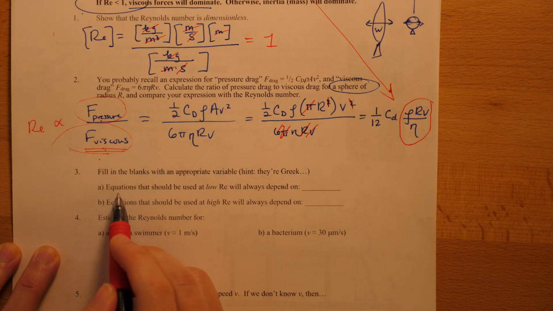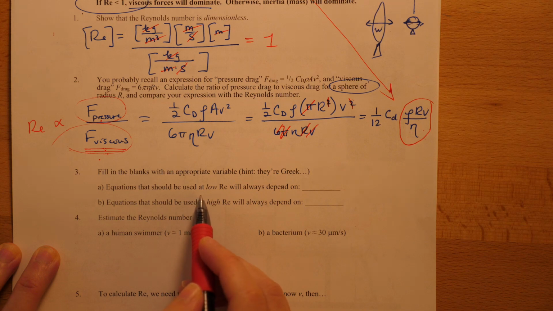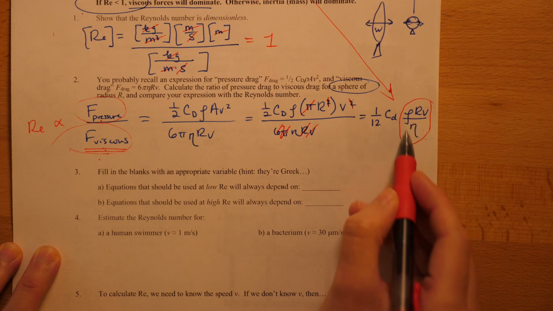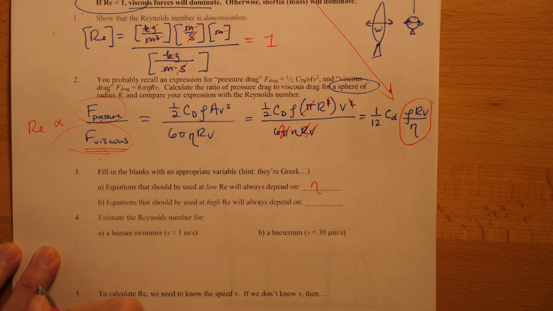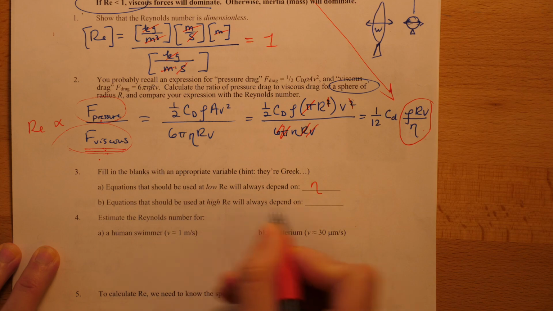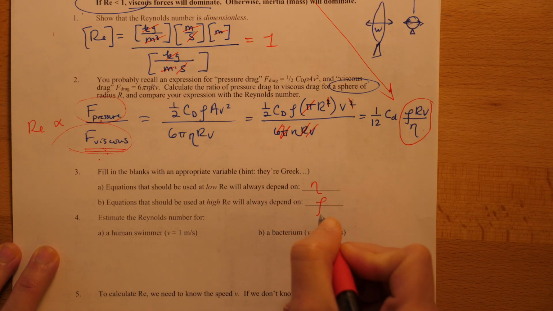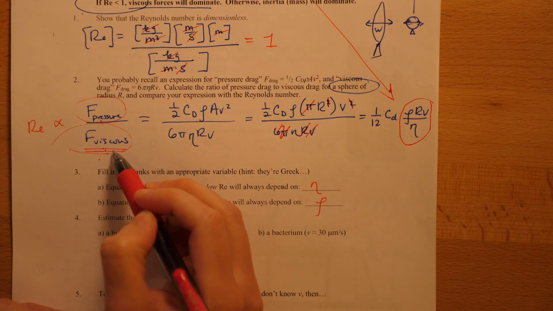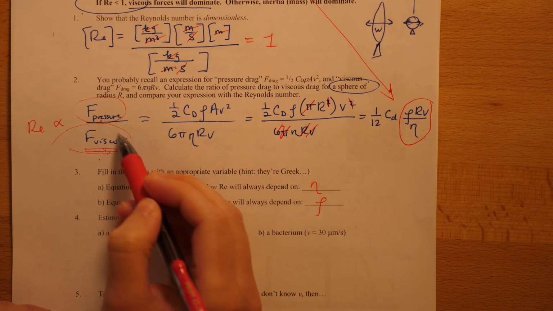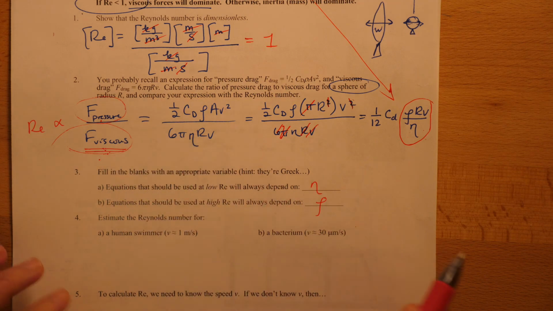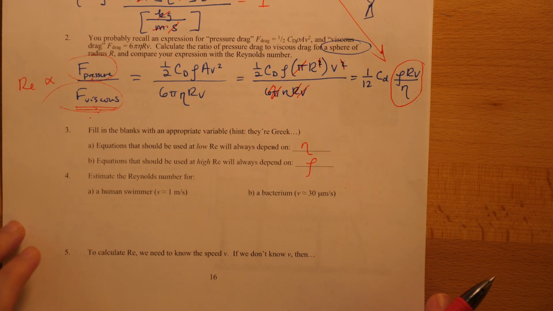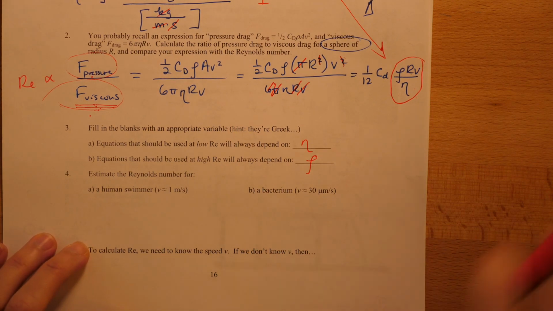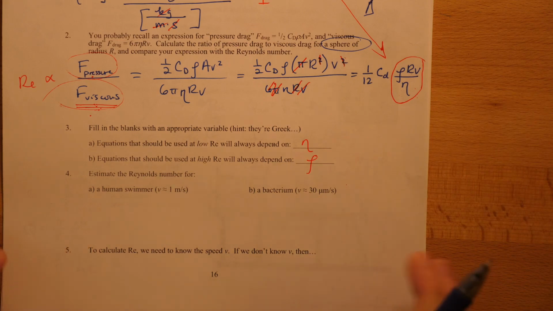So equations that we should use at low Reynolds number should always depend on, well, they should depend on eta. And equations that we should use at high Reynolds number will always depend on rho. So it's often the case that both pressure drag and viscous drag are present, but one of them is much more important than the other. I understand this is a little bit more qualitative than other physics we've seen, but that's because this stuff is really complicated, and so we're kind of forced into a bit of a qualitative regime.